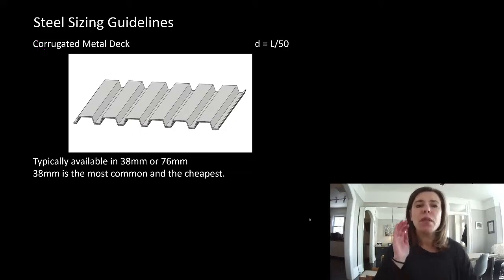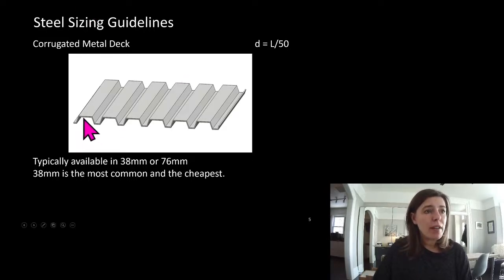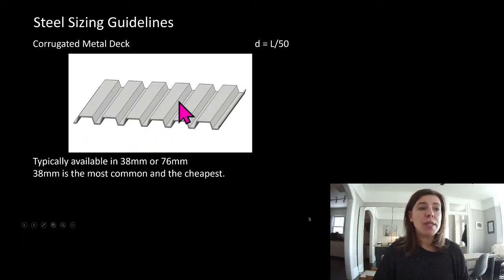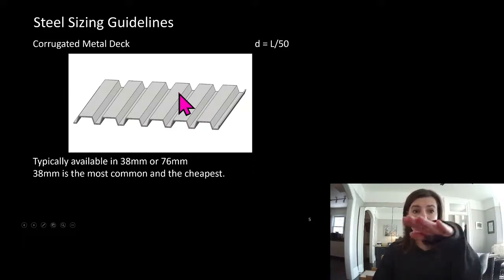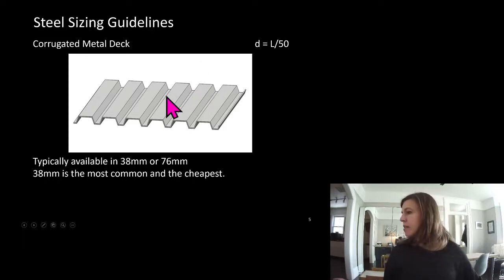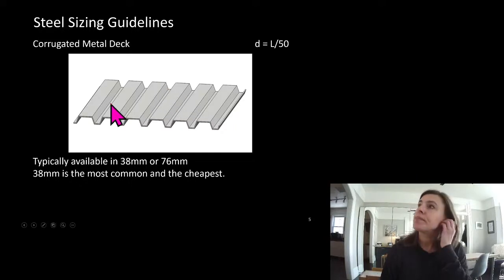Okay, so the first sizing guideline, we've talked about a deck and what it looks like and how it spans. So you can see here that these flutes span in the long way. If you see an arrow on a plan saying the deck is running this way, it means that the deck is running like this. If you tried to pick this up, I wish I had a piece of cardboard like that sitting around. I have a piece of plastic roofing outside that I should pick up. But even you could try it.